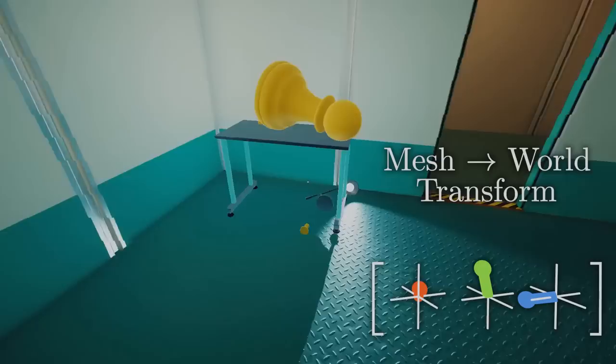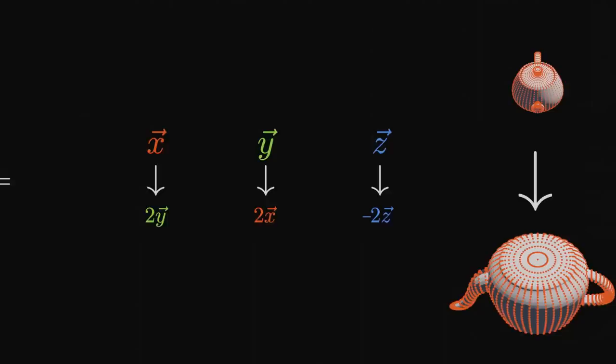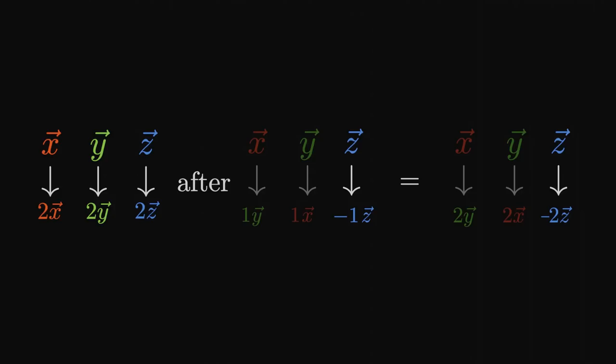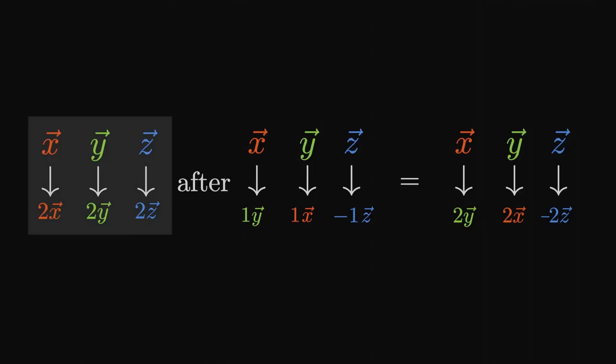In fact, given a bit of effort, we can combine any two of these transformations into one. Notice how we can get our previous result by applying the left transform to the right transform's redefinitions. For example, the redefinition -1z becomes -2z after we apply this scale. We can always use this procedure of applying another transform to an existing transform's redefinitions to get a new transform that combines the effects of both.